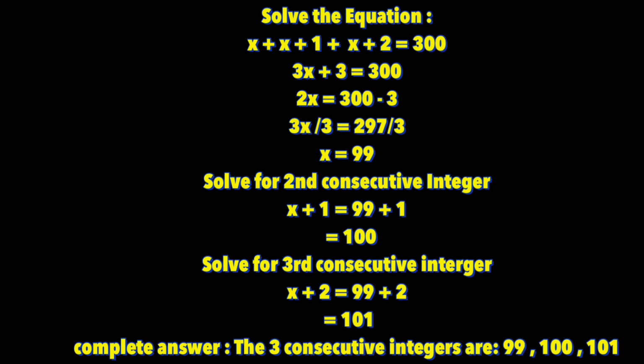So the first consecutive integer is 99. So next, solve for the second consecutive integer. X plus 1 equals 99 plus 1 equals 100. So 100 is the second consecutive integer. The next, solve for the third consecutive integer. X plus 2 equals 99 plus 2 equals 101. Now the complete answer, the 3 consecutive integers are 99, 100, and 101.